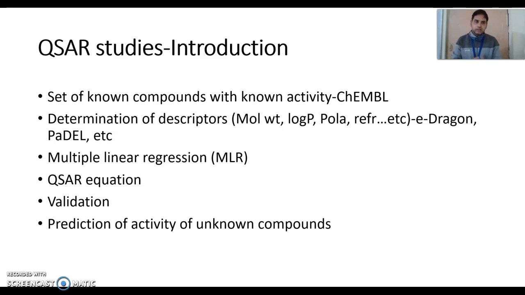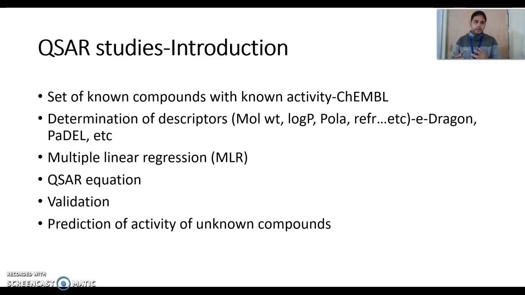Next step, you have to determine the descriptors of the molecules which you have extracted, that are the known compounds. Descriptors means the characteristics of your compounds, that could be molecular weight, logP, polarity, refractivity, polar surface area. There are so many descriptors. So how can you calculate these descriptors of particular molecules? You can use freely available online servers, well-known ones are E-Dragon and PaDEL. You put in the molecules, and they will calculate the descriptors of those molecules.